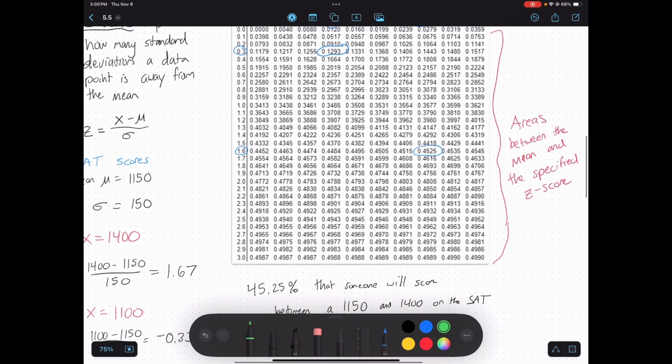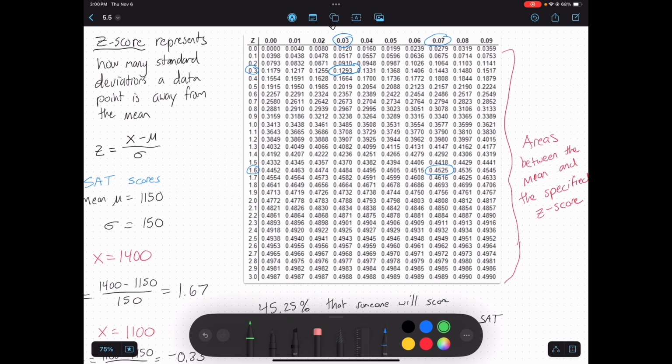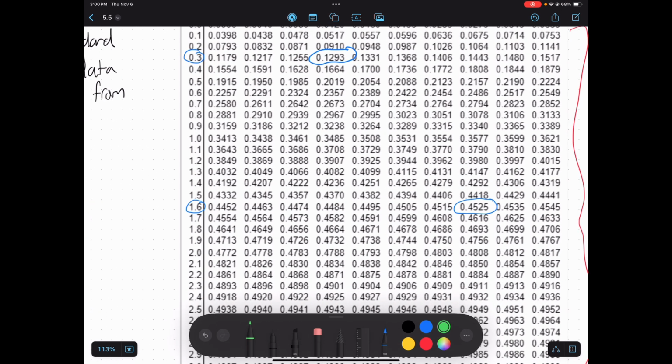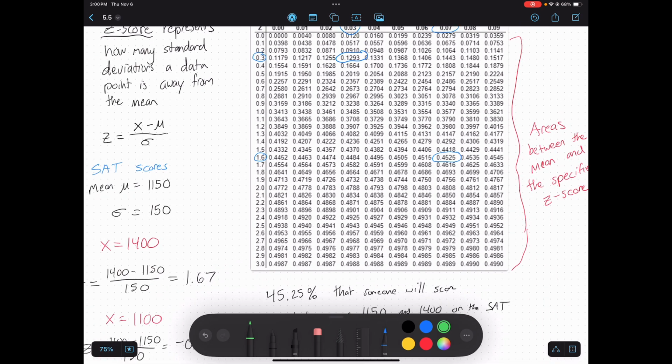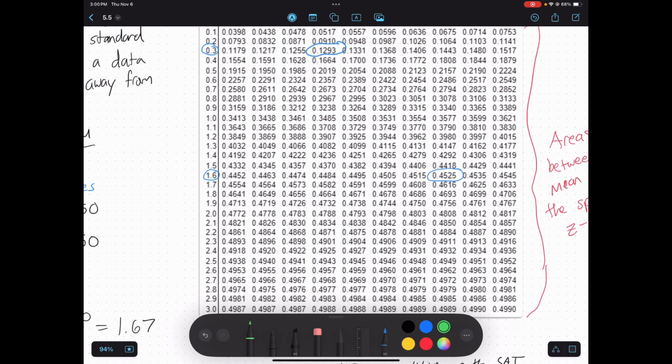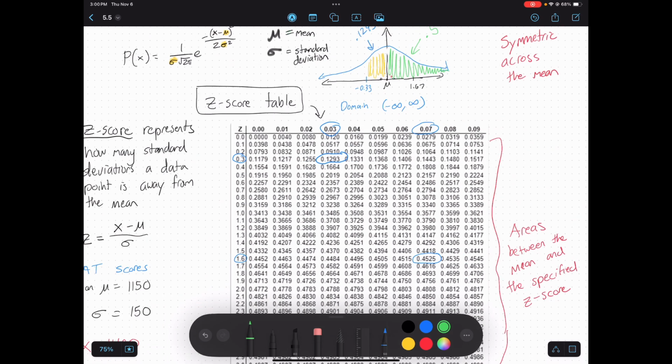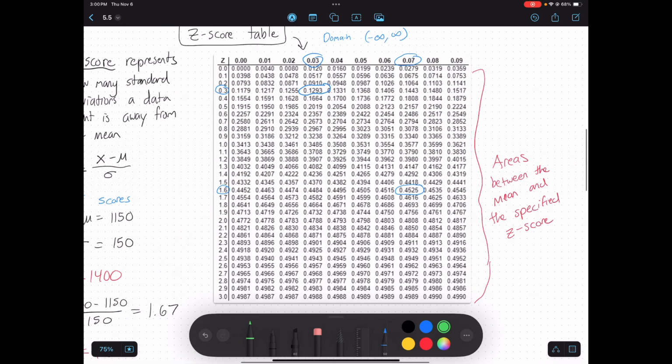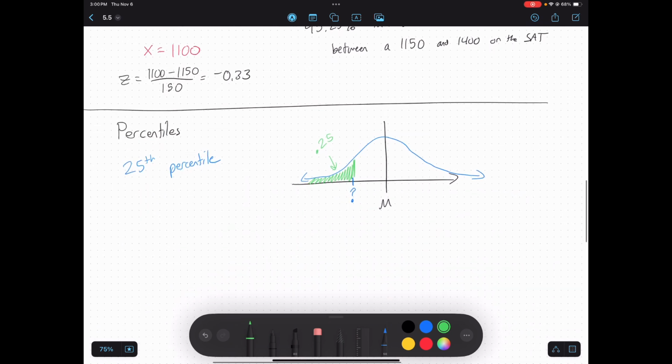Well, I would come right back up to my z-score table, and instead of having a z-score that I'm using, I would instead look at the areas. And I'd look for an area that matches the area that I'm looking for. So in this case, I'd be looking for 0.25. Now I do have to be careful because remember, the z-score table is the area between the mean and the specified z-score. So if I'm looking for this z-score, the area in the z-score table is actually this area, not that area. So how much is this area?